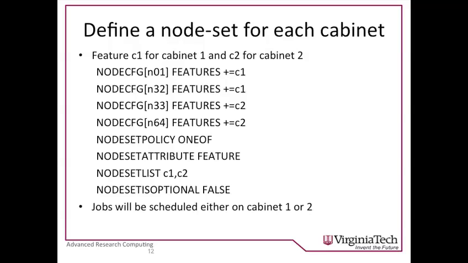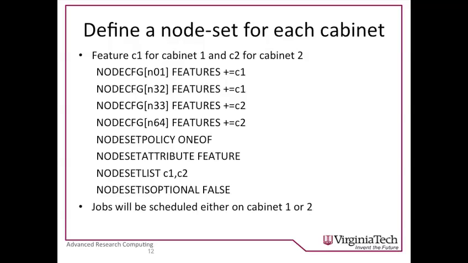So now this is just labeling each node with its membership in cabinet 1 or 2. And now we set the policy. We set the policy one-off, and the one-off policy will apply to this node set list. The node set list contains 2 sets, C1, which is cabinet 1, and C2, which is cabinet 2. So basically with this setup, a job will be scheduled either to cabinet 1 or 2, and cannot span more than one cabinet. So we get topology-aware scheduling.